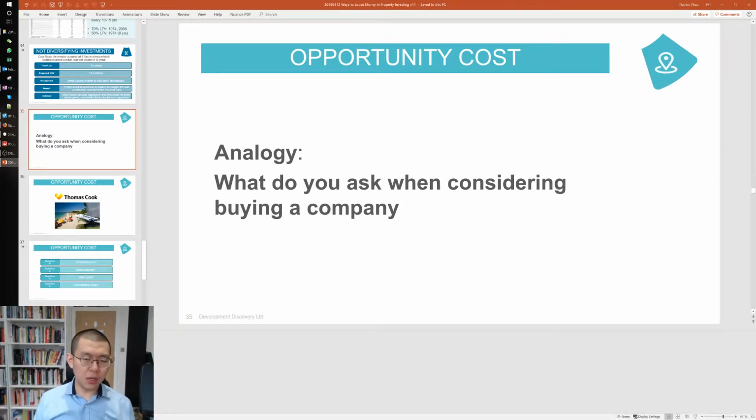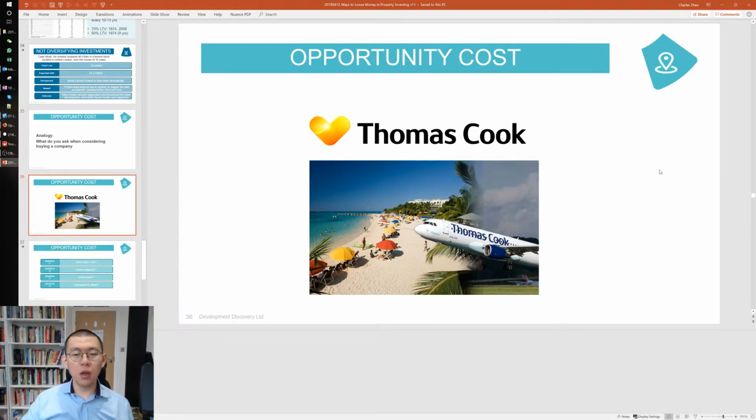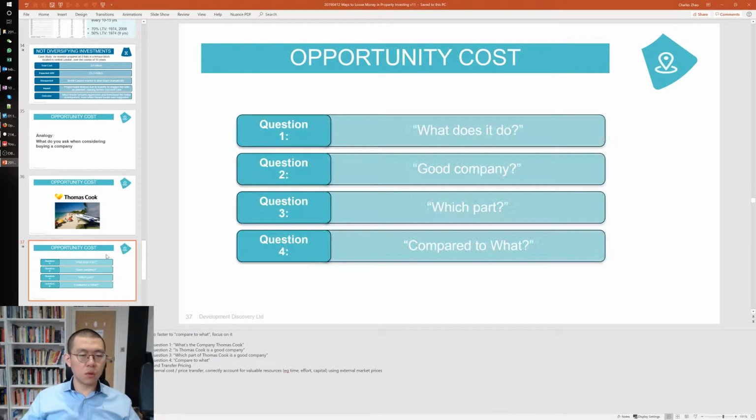So the question is, what do you ask when you're buying a company? We use a concrete case study here: Thomas Cook, UK based holiday makers. They have airlines, hotels, tour operations. It's very much an integrated chain. So then I'll propose we ask a series of questions.